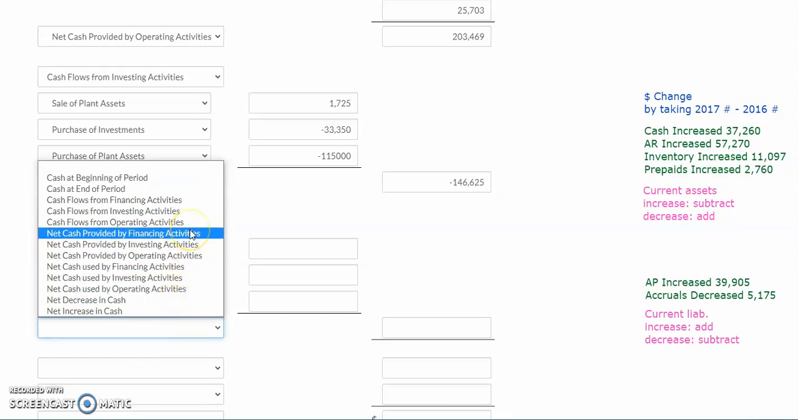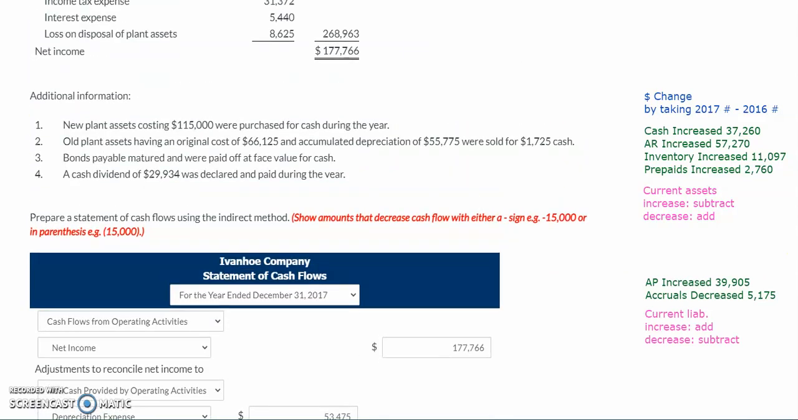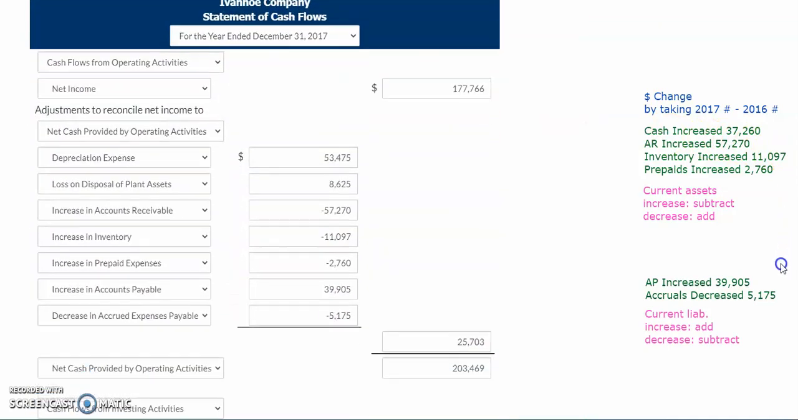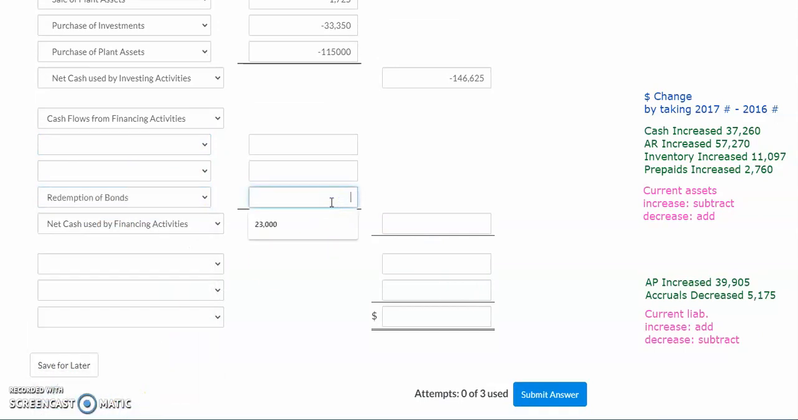Our last section is our cash flows from the financing activities, and we want to get the net cash that is used or provided by the financing activities. And the things that we are aware of is there has been a bond payable that has matured and paid off at the cash value, at face value for cash. So the bond payable decreased. So I'm going to take the dollar amount of the decrease and reduce our cash flows for the redemption of the bond. And that will be $41,400.